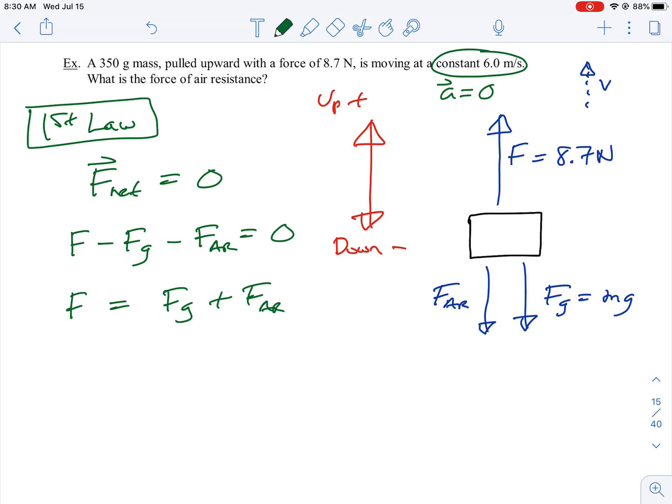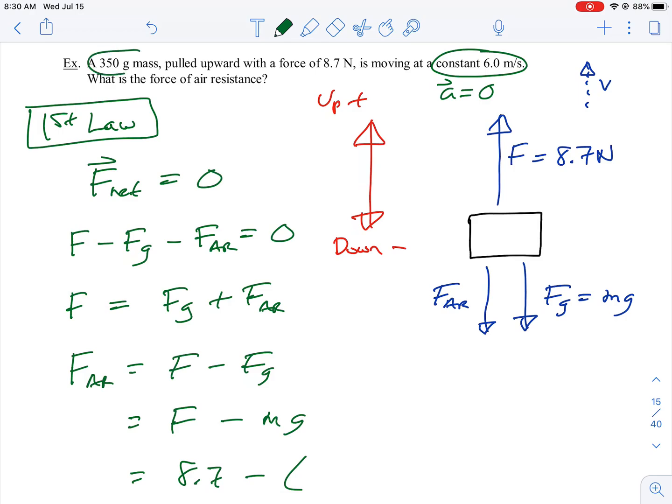So we're looking for FAR. Let's get it by itself now. And FG is mg. Okay, now equal to F. Now we know that F is 8.7 minus m. Did you guys notice how the mass was 350 grams? But we don't want grams. We want kilograms. So that's going to be 0.35 kilograms. Last, G. Is G going to be positive or negative 9.81?